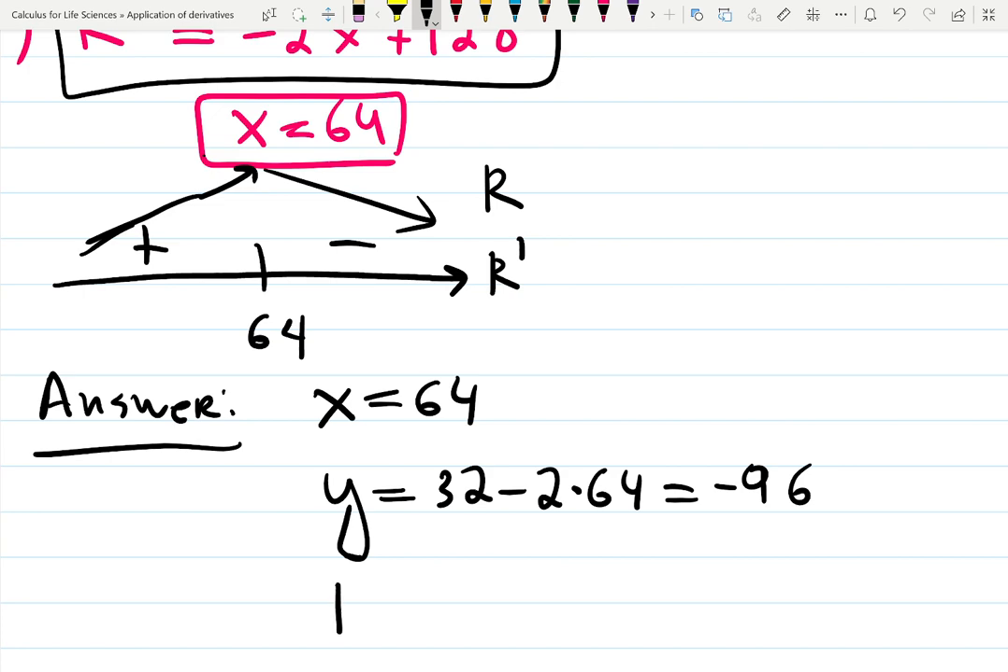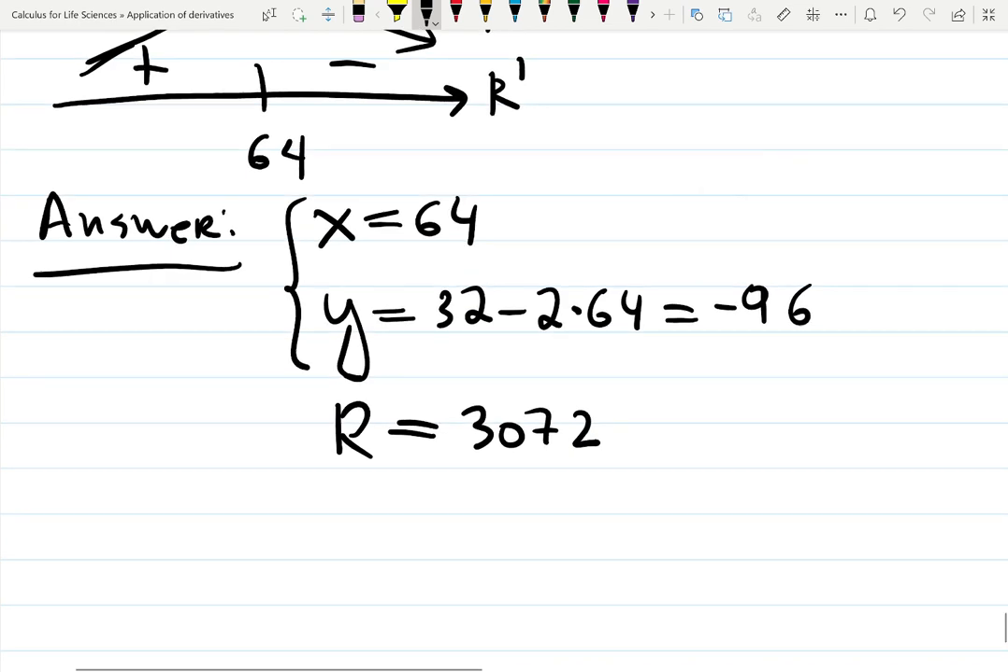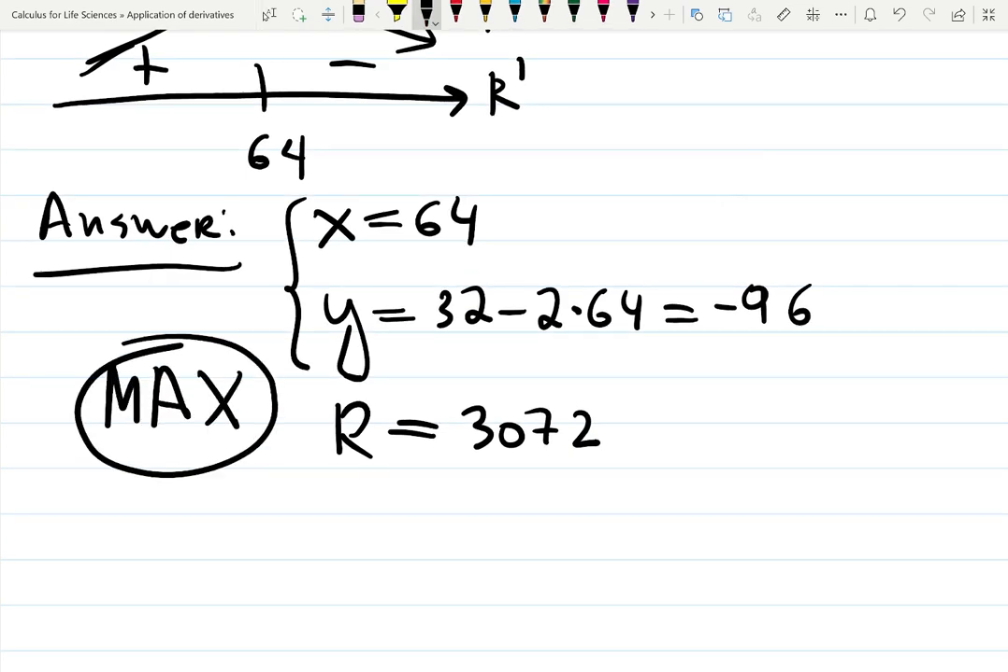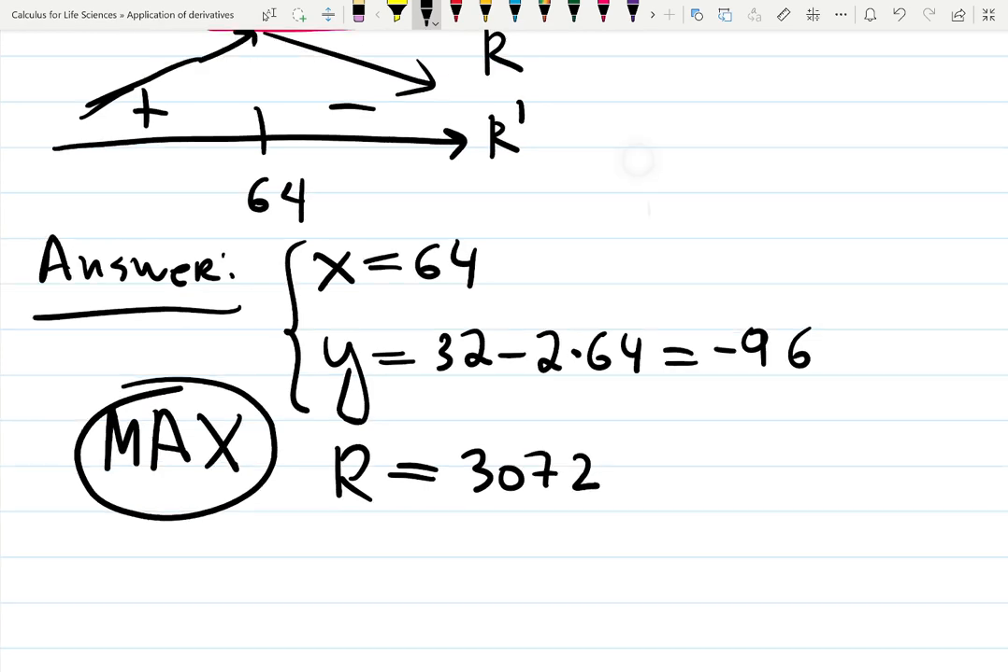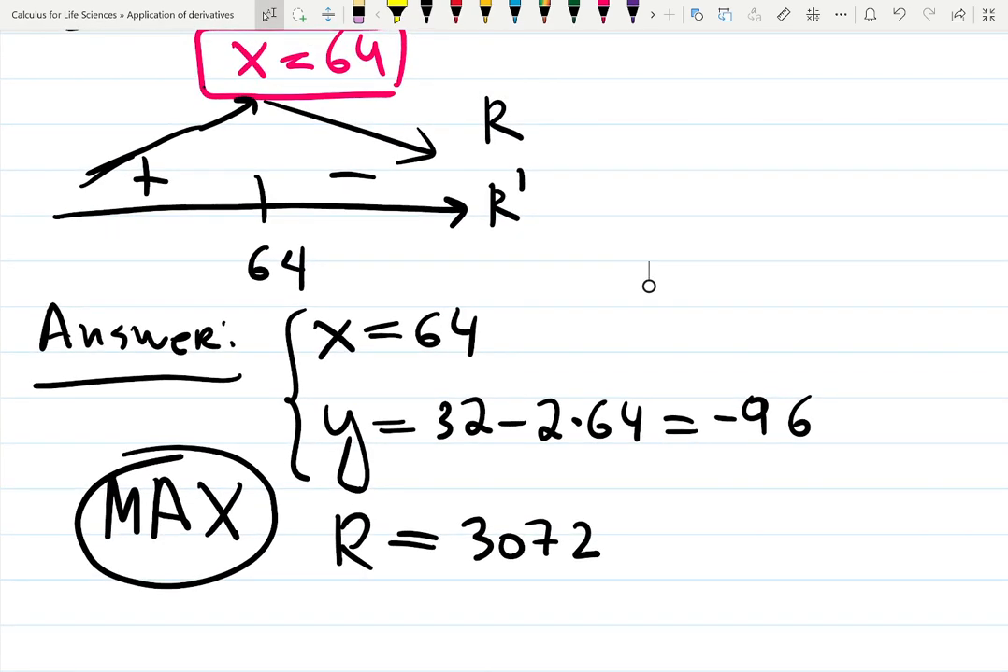And finally, R. How to find R? Plug those two into the original, or you can plug in the one with only x in it, and it gives you 3072, and that is your maximum. Maximum, because the derivative was positive and then negative. So they asked us to maximize, and we found the maximum. And we assumed it should be plus then minus, so it matched the idea that it is indeed a maximum.